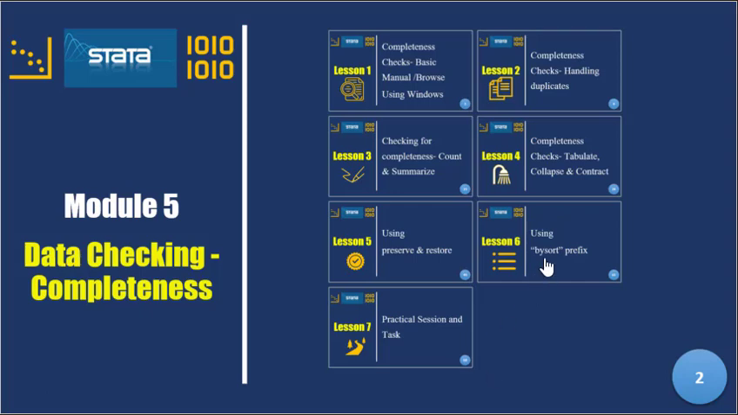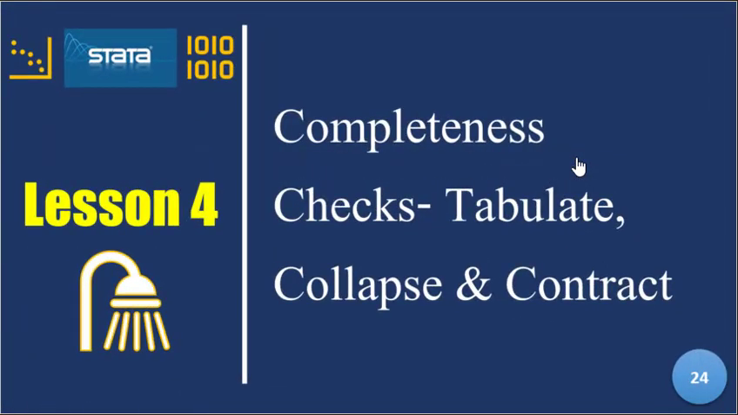So hi there, welcome to lesson 4 in module 5. We'll be looking at completeness, very interesting checks using the tabulate command, collapse command, and contract command. How do we check for it? So that's what we will be doing.